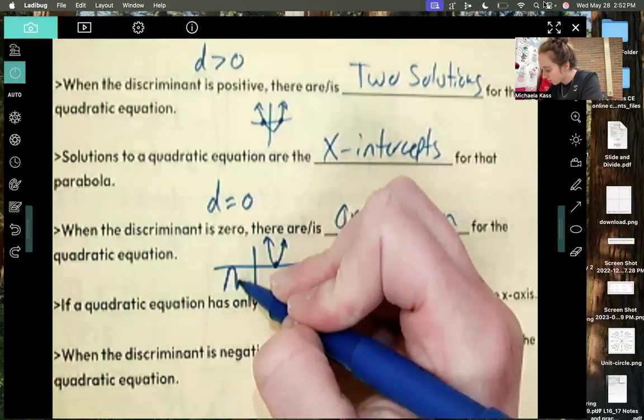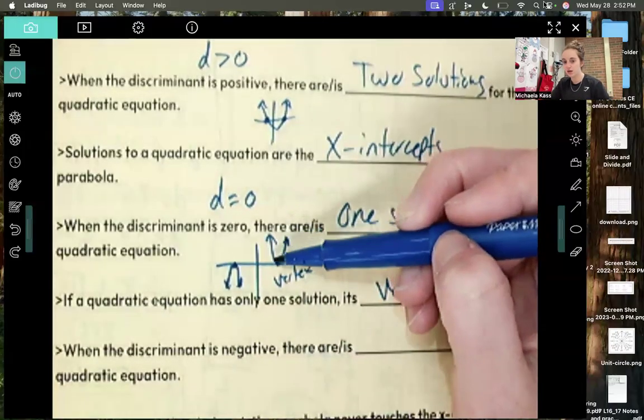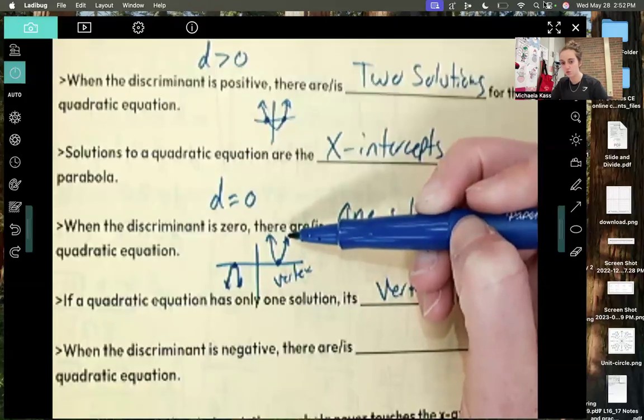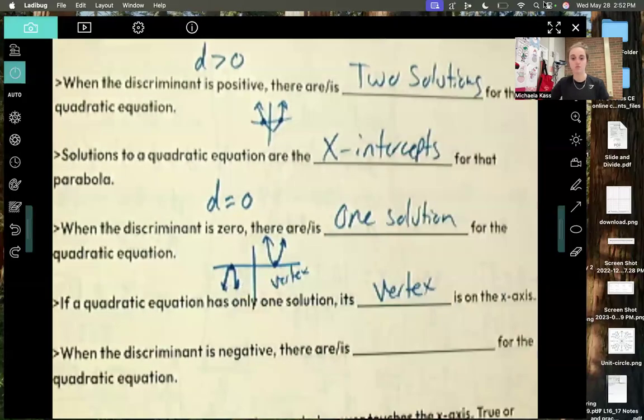You could draw it this way. That's a vertex. If you forgot, a vertex is the change in direction. So right now, if you look at it, it's going down, and then right here is when it changes and goes up. Over here, it goes up, and then right here is when it goes down. So it's a change in direction.